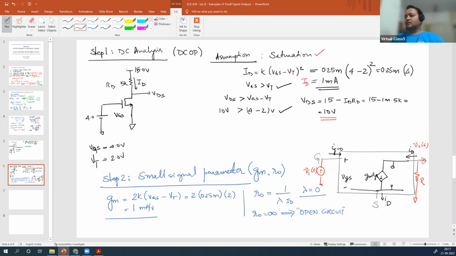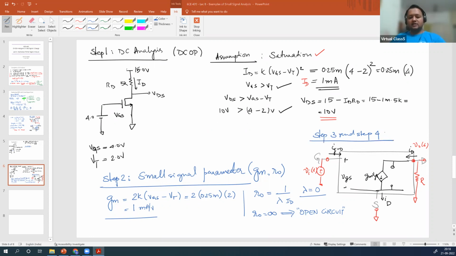What is the other thing? Source is connected to the ground. Gate is connected to the source. Drain is connected to the resistor and the output. So this is your small signal equivalent. What is this step? This step is your step 3. Step 3, replace the transistor with the small signal model. And step 4, add all the possible small signal voltage sources and other passive devices there. Step 3 and step 4 completed.